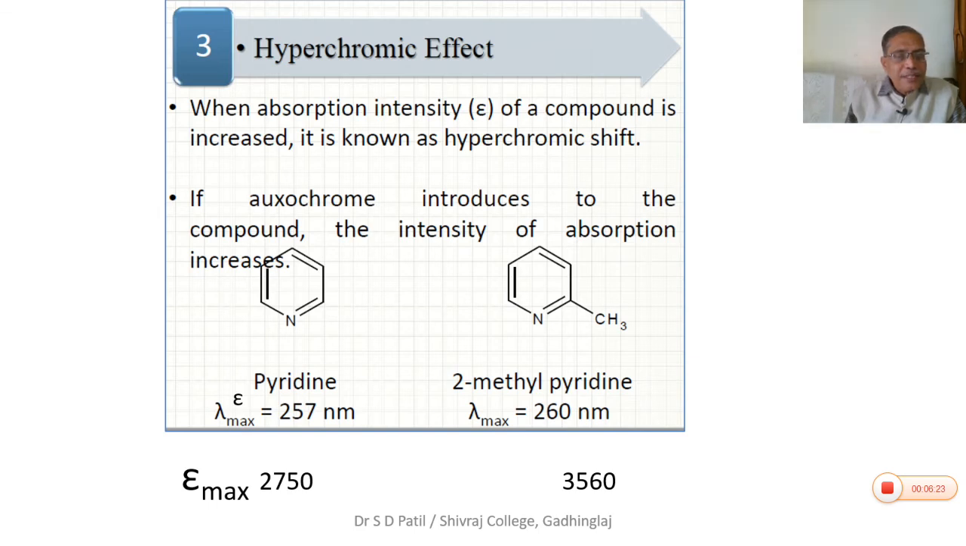In case of pyridine, the lambda max is 257 and epsilon max is 2750. When a methyl group is substituted in pyridine, it becomes 2-methyl pyridine. Lambda max is around the same, 260 nanometers, but the intensity is 3560. Okay, so there is an increase in intensity. Such an increase is called hyperchromic shift, or hyperchromic effect.